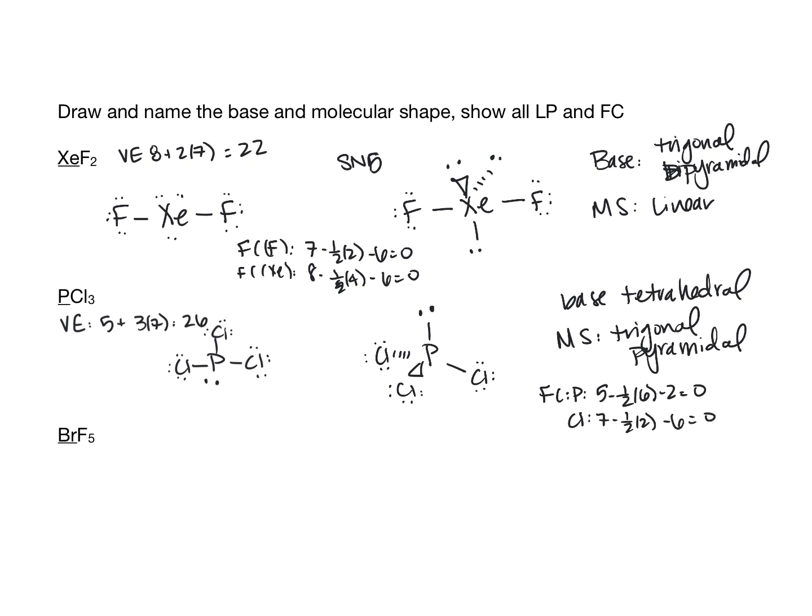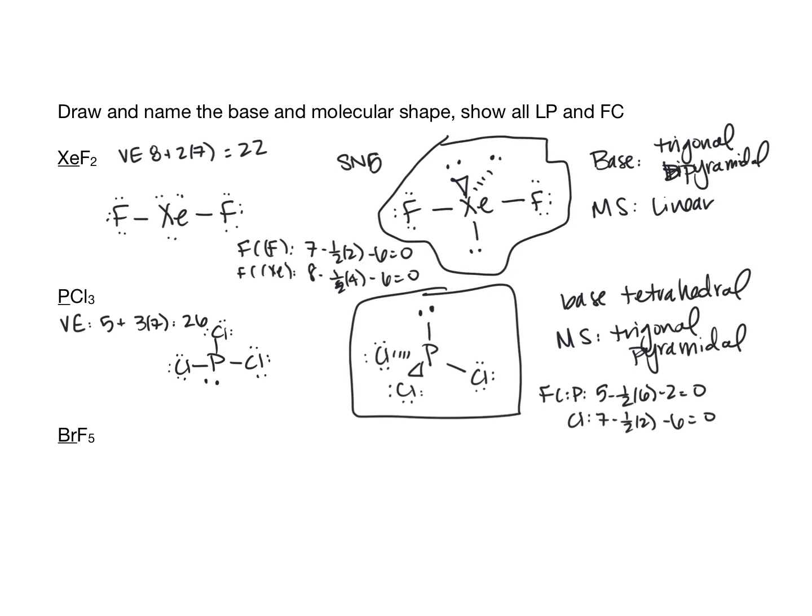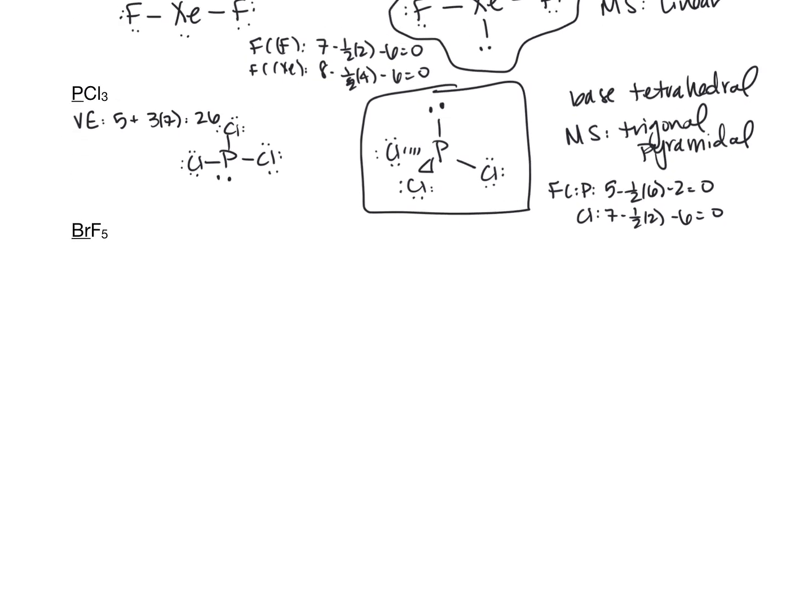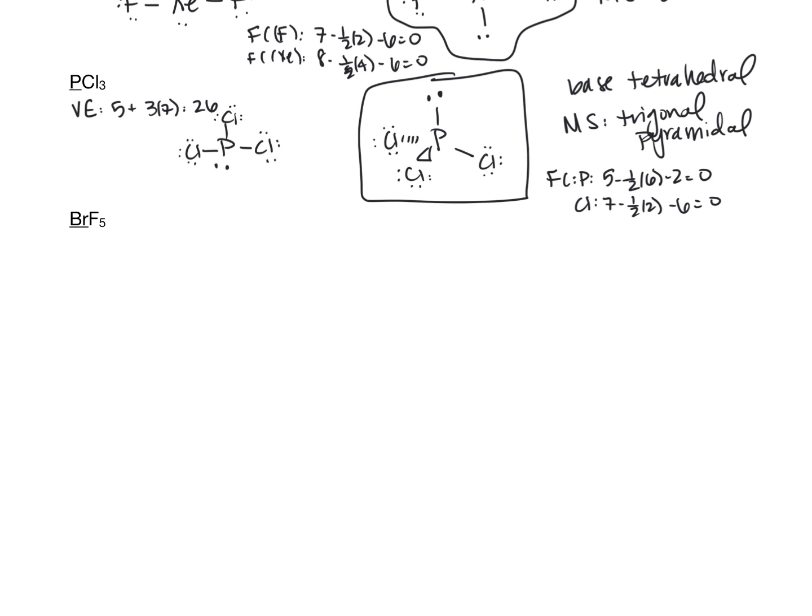So these two structures here, sorry, that one got a little messy, are your VSEPR structures. And so in order to get this structure, you need to show all of these steps. So let's look at BrF5. So the valence electrons are 7 plus 5 times 7, which is equal to 42.